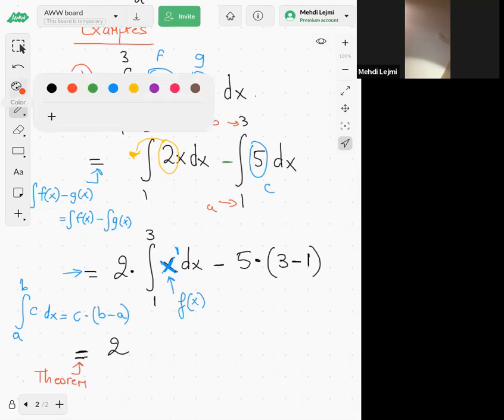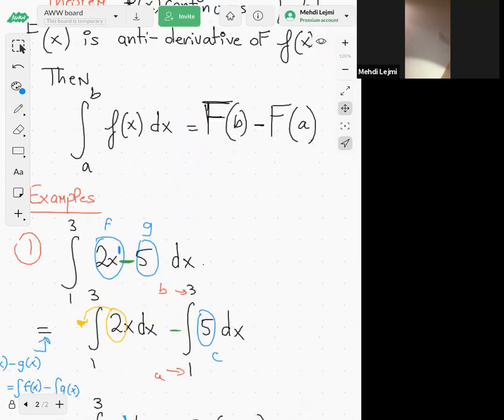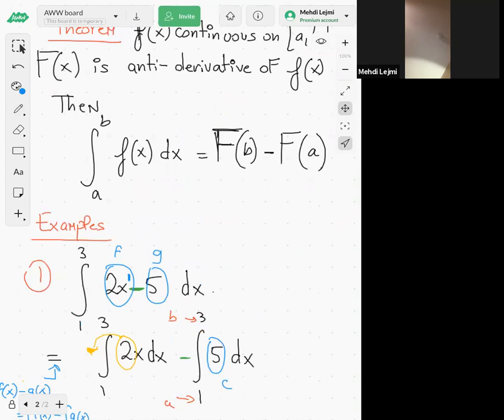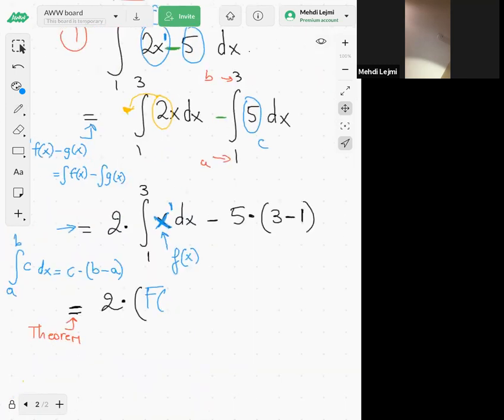So this is 2 times the antiderivative of lowercase f, so capital F of x, at b. Remember, you have this integral of f of x dx, and here my function f is x. So the integral would be the antiderivative at b minus the antiderivative at a. So that's the antiderivative at 3 minus the antiderivative at 1, and then minus 5 times 3 minus 1, that's minus 10.